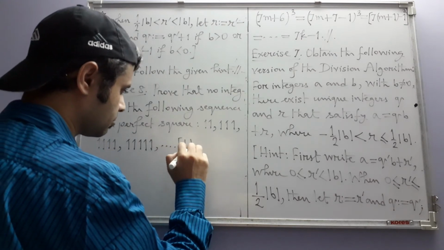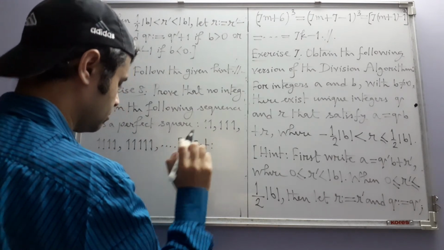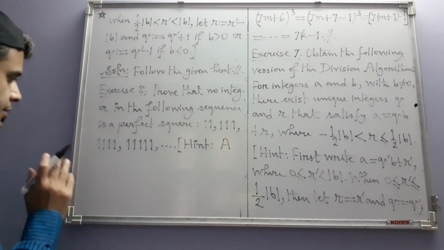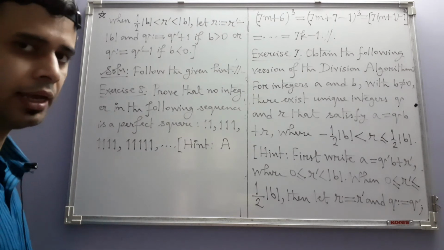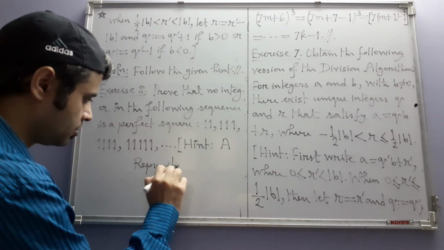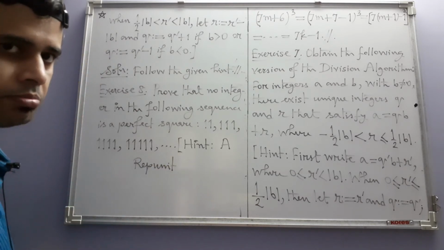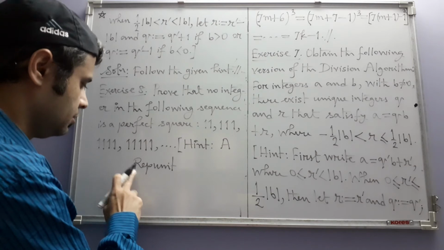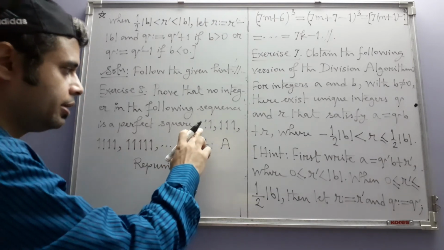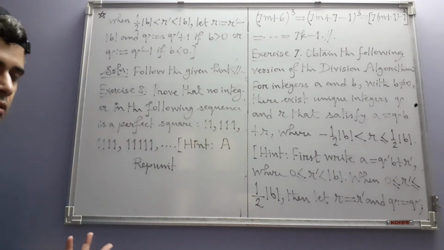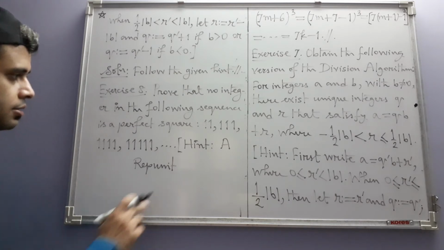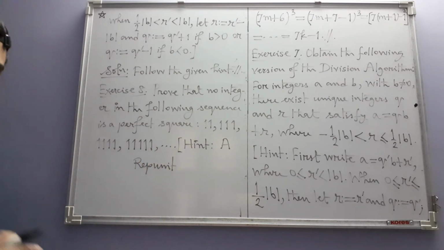Hint: a typical term. This type of numbers have a name. They are called repunit numbers, or repunits. It means repeated unit, because the only digit in these numbers is 1, so that is the unit element in the ring of integers. That's why this type of numbers are called repunits.